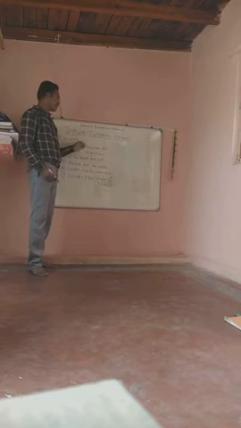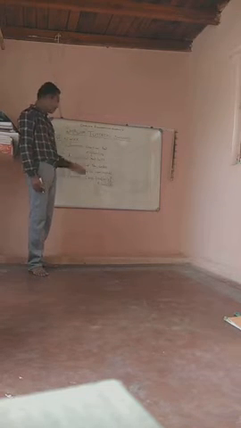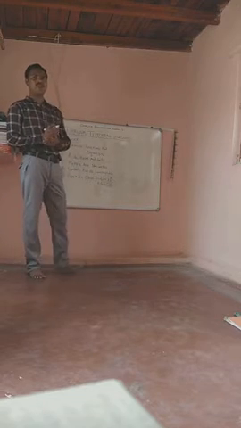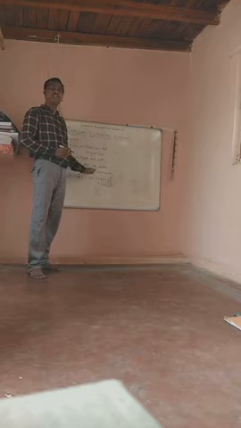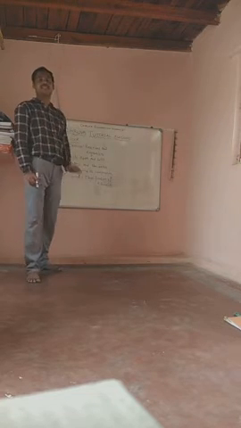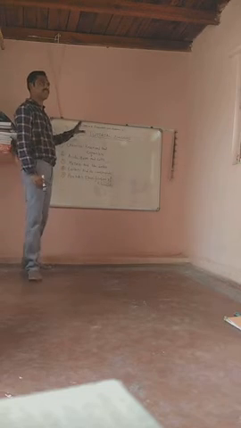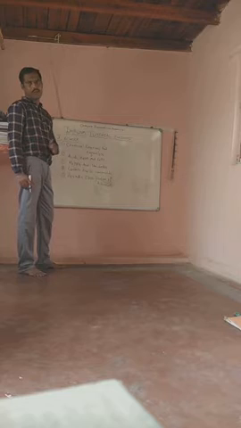First chapter is chemical reactions and equations. Second chapter, acids, bases and salts. Third chapter, metals and non-metals. Fourth chapter is carbon and its compounds. Fifth one, periodic classification of elements. In 10th standard, these 5 chapters, first, second, third, fourth, fifth, all come under the chemistry part.